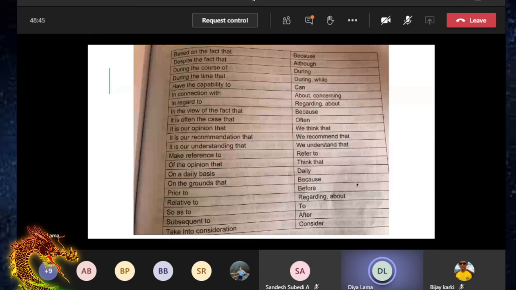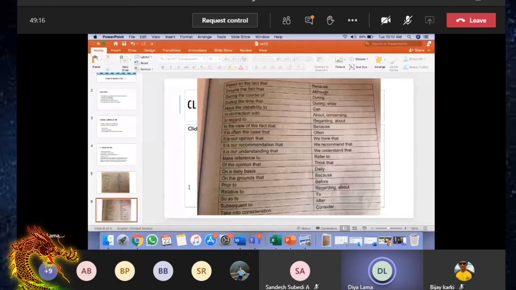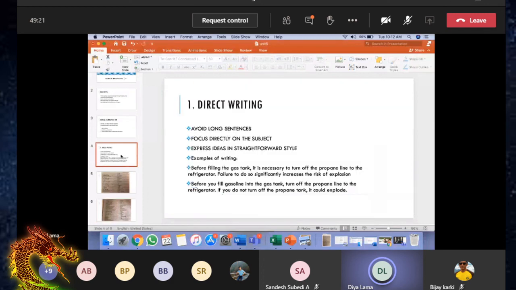Prior to, instead before. Prior to is also short, so it's fine. Relative to, instead regarding or about. As to, instead to. Subsequent to, instead after. Take into consideration, instead consider. I want to take this into consideration, instead: I want to consider this one. Short, right? So today's slides are just this much. The rest will continue tomorrow.